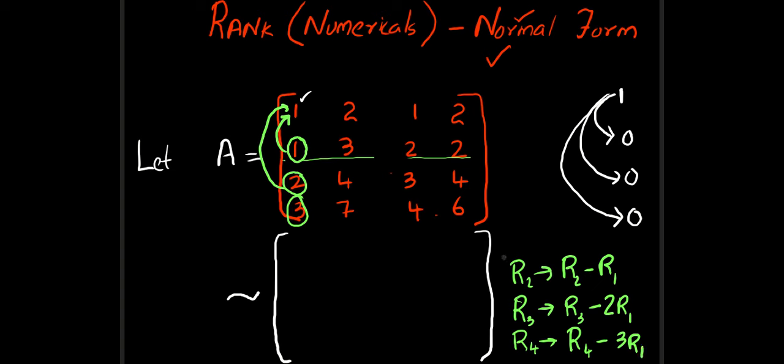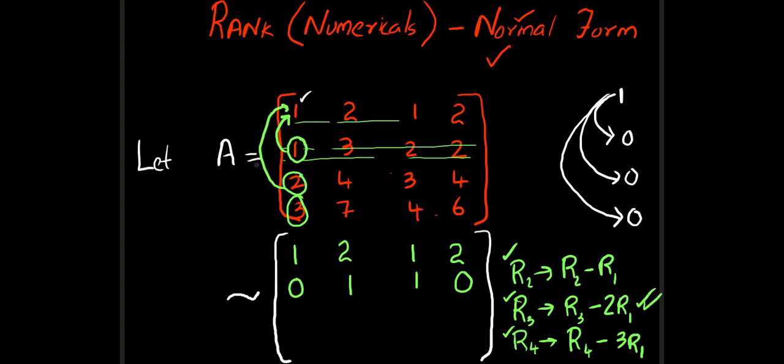Okay, so look at this. The second row is going to change, the third one is going to change, and the fourth one is going to change. But there will be no change in the first row. So I'm going to write 1, 2, 1, 2 over here. Now R2 minus R1, so the entire row minus this: 1 minus 1, 3 minus 2, 2 minus 1, 2 minus 2. And then the operation is different now. R3 minus 2 times R1. So 2 minus 2 is going to give me 0, and 4 minus 4 will be 0.